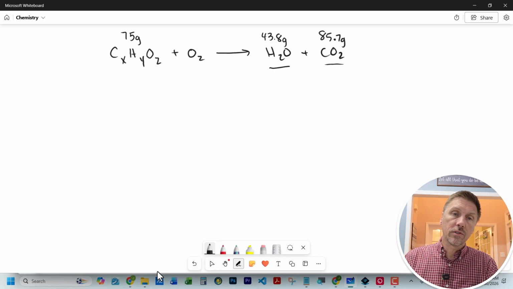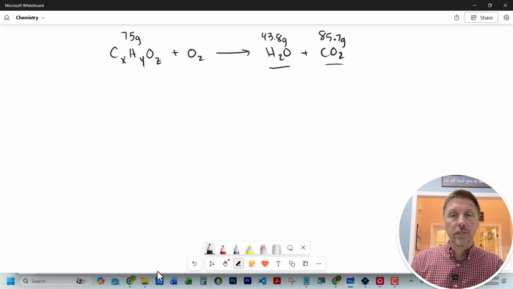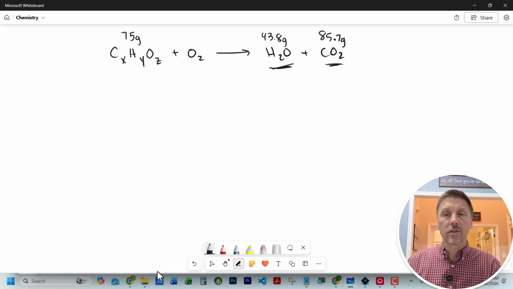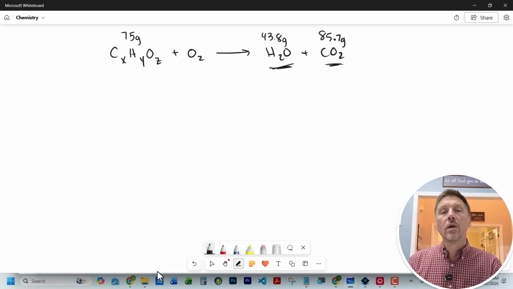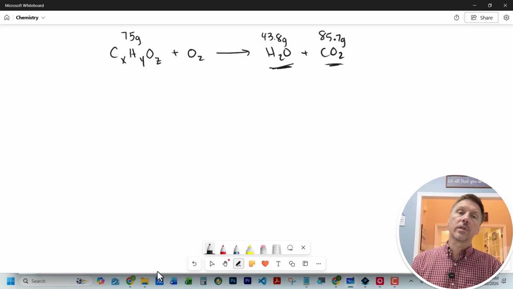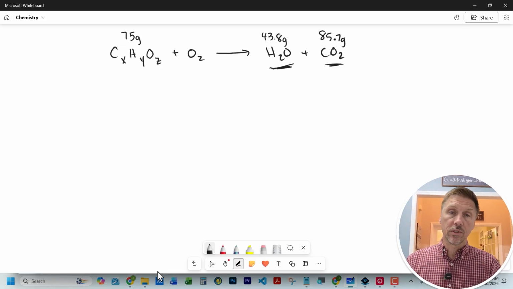We don't know how much. We don't even know for sure that there was some there, but there might be. The oxygen in these products may not have completely come from the O2 here. It could have been that there was oxygen in the original substance. So we've got to figure that out, and the steps we're going to take are the same steps that we took earlier.